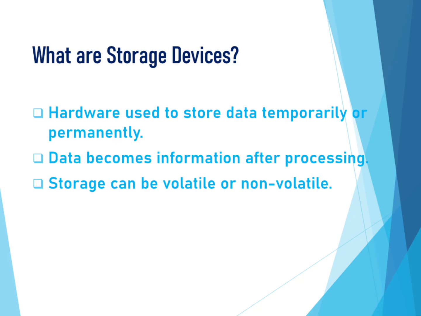Storage can be of two types. They are temporary storage, where data disappears after the power is turned off, and permanent storage, where data remains even after the computer is switched off. Another important point is that data becomes information after processing. For example, if you type marks into a computer, that's data. After calculating the total and percentage, it becomes useful information.